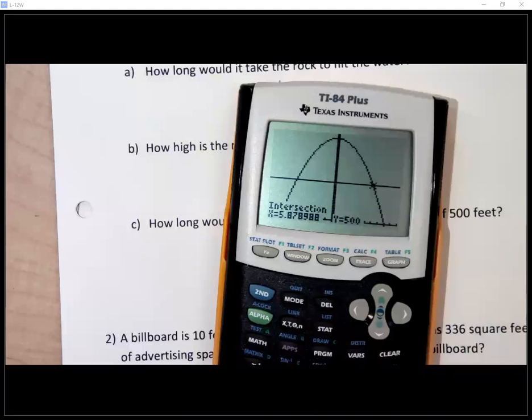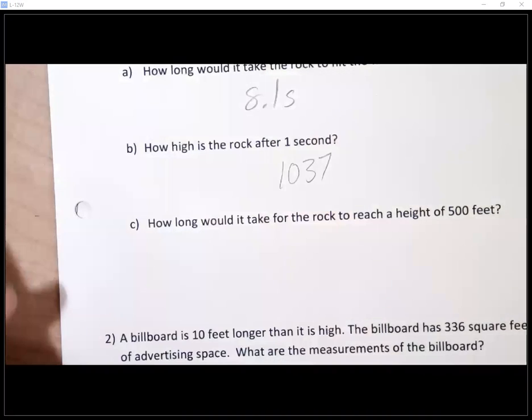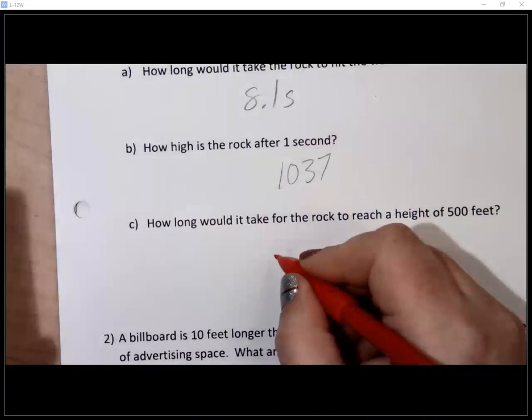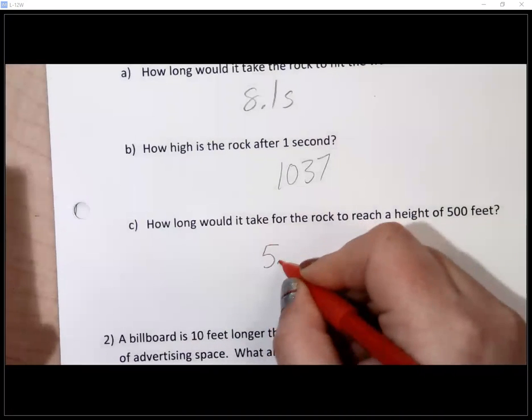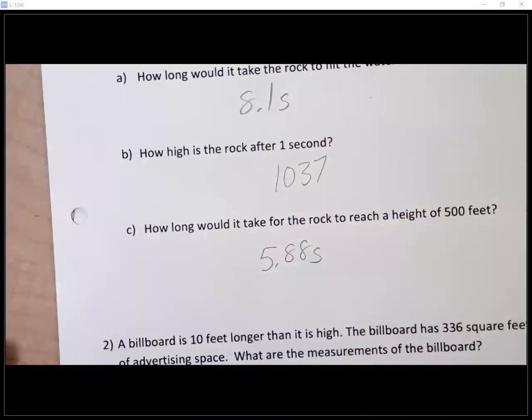Isn't that something? I knew you'd like that. Look at all these cool tips and tricks. So what was our answer? 5.88-ish. Is that so bad? Questions like that? No. And what's nice is you can do them by hand, but having the access to the graphing calculator just makes it that much faster.